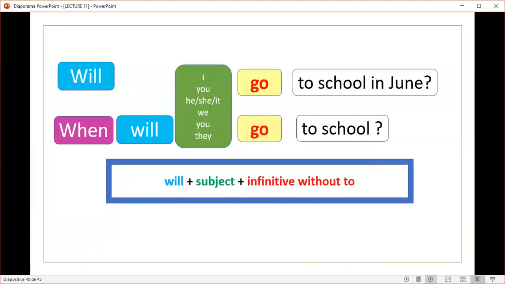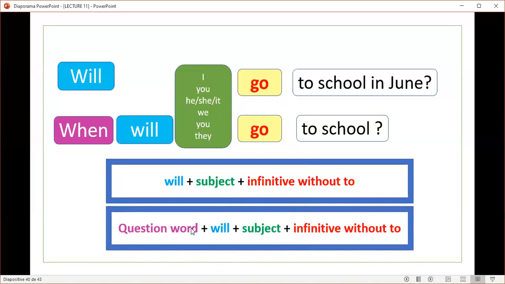Interrogative form, you have will plus subject plus infinitive without to. Example. Okay, here. Will you go to school in June? Or when will you go to school? Okay, so here we have will plus subject plus infinitive without to. Or you have question words when plus will plus subject plus infinitive without to.